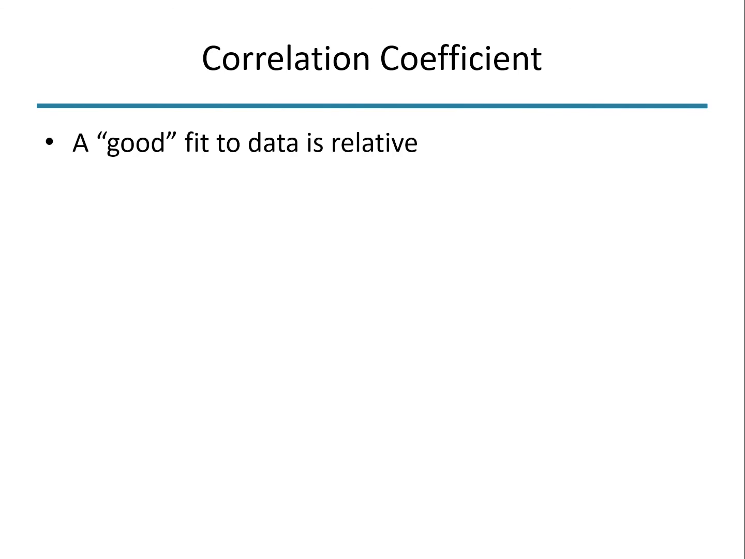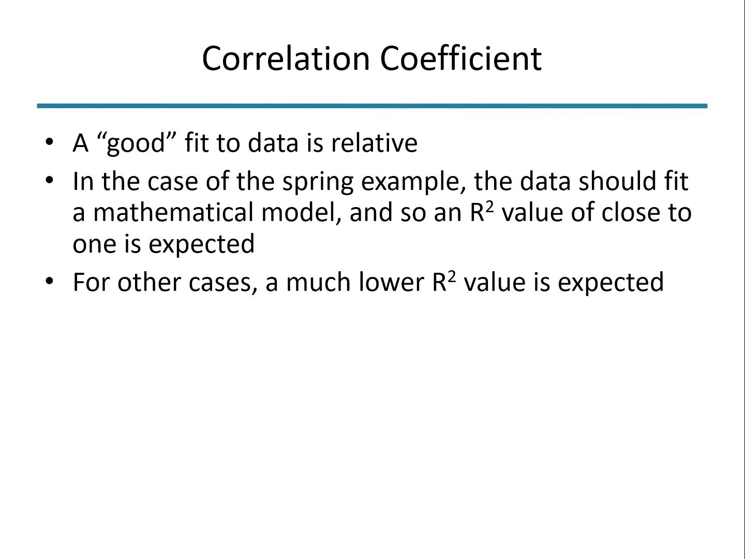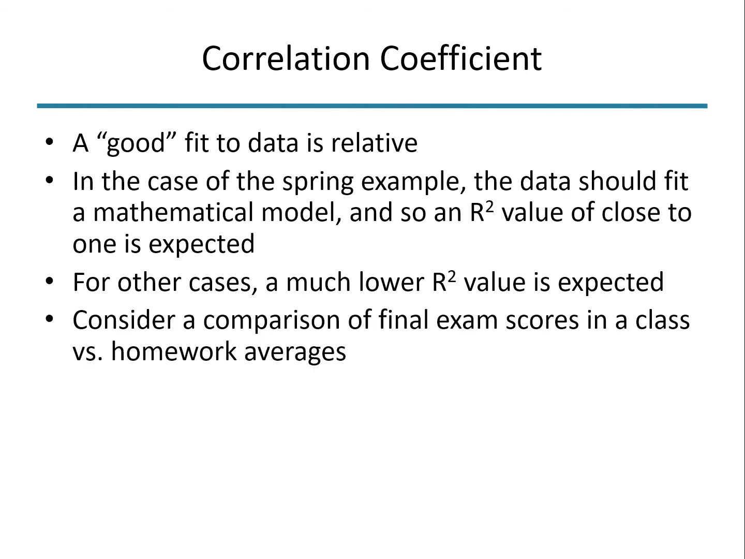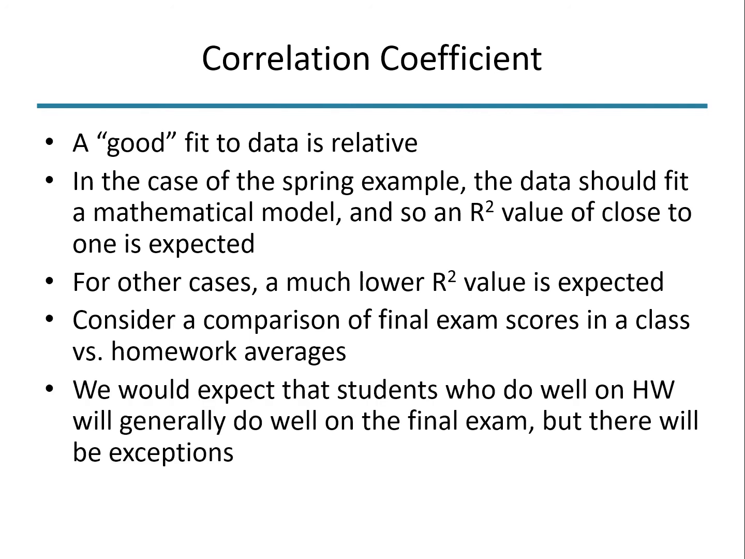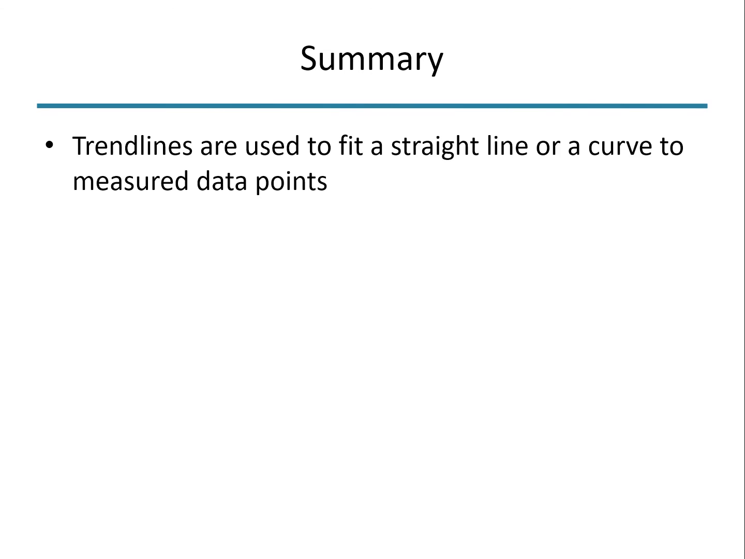And again, with the correlation coefficient, in the case we did where we looked at the deflection of a linear spring, we really expect that to fit a linear line, and so we should get an r-squared value pretty close to 1. In another example, we looked at final exam scores versus homework average. We know that there's not a perfect correlation for that, and so our r-squared value will come out to be less than 1, which is to be expected.